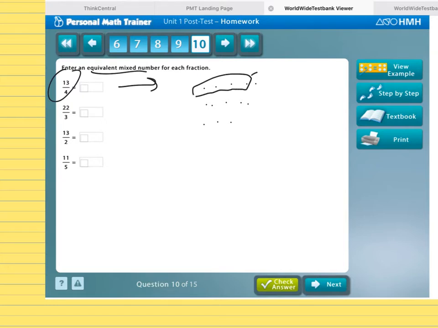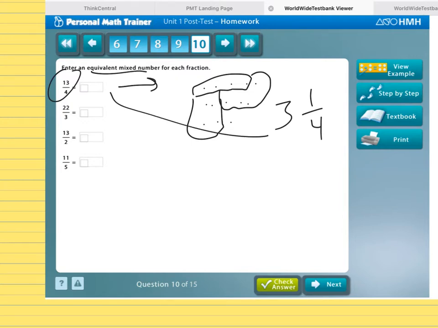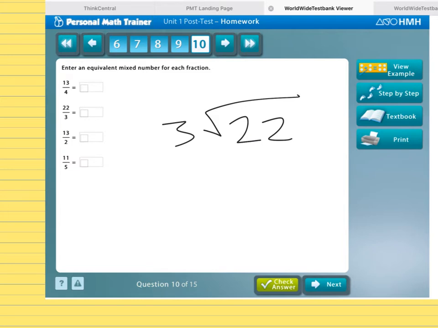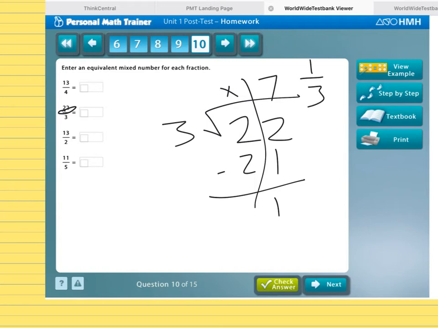One group, 2 groups, 3 groups. So I have 3 wholes, and then there's 1 part left over. That's 1/4. Okay, so that would be the first answer, 3 and 1/4. Next way I'll do it is I'll use division because this fraction bar is a division sign. So how many times will 3 go into 22? It doesn't go in any here. 3 times 7 is 21. Subtract those, you end with 1/3. So this would be equivalent to 7 and 1/3. 22/3 is the same as 7 and 1/3.